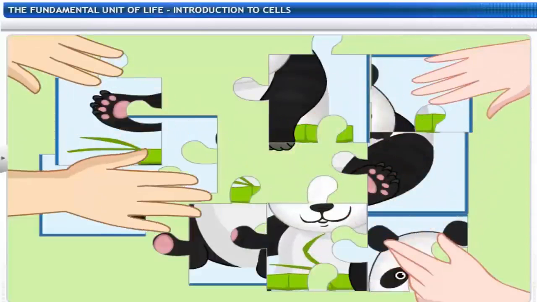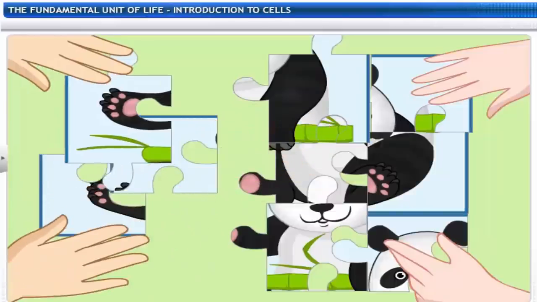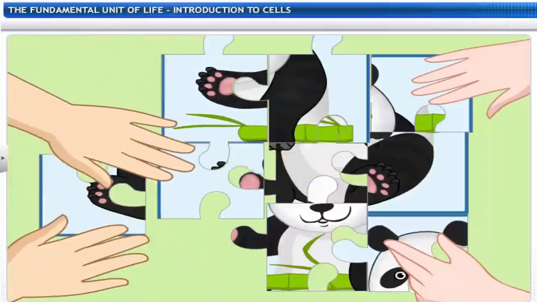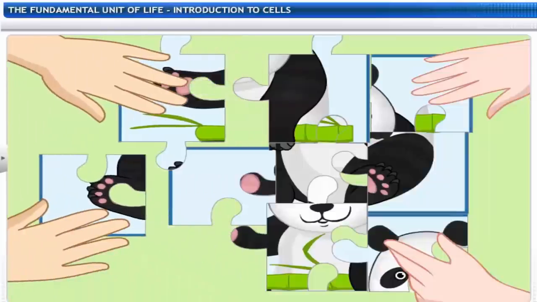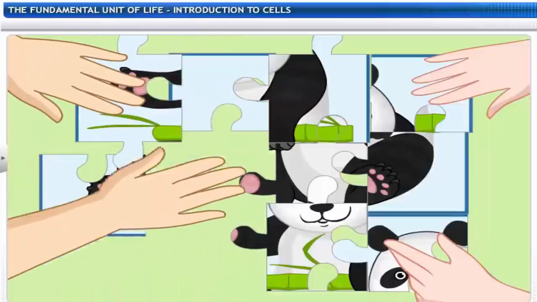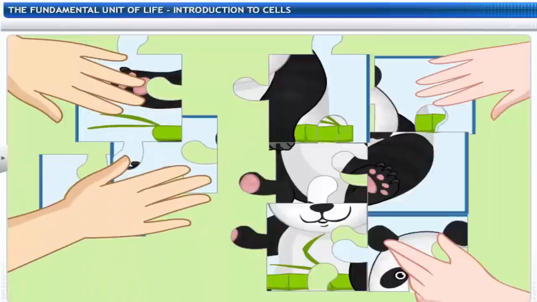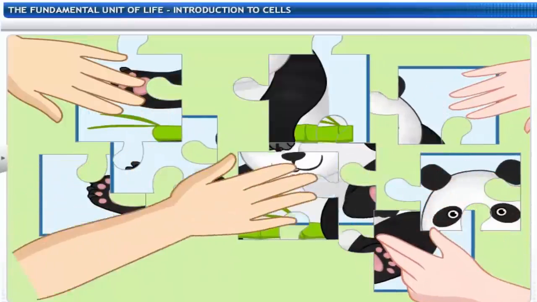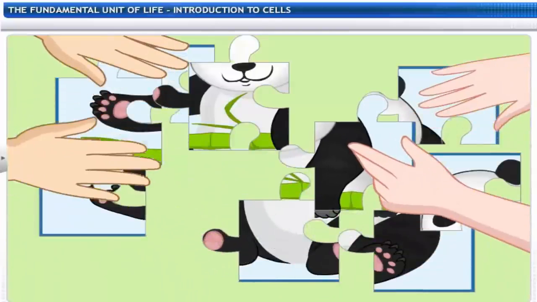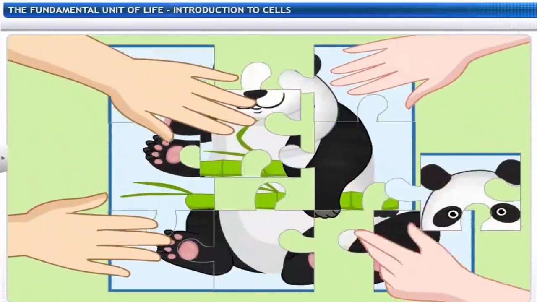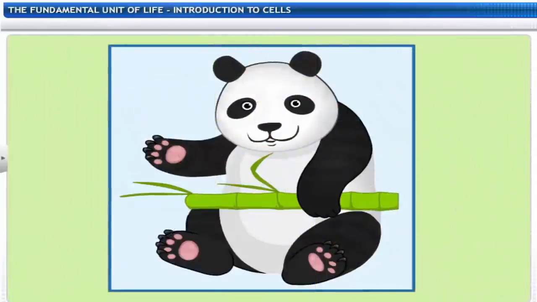Every little piece has its own place in the puzzle and is an essential building unit, just as cells are to living organisms. The cell is the fundamental unit of life, and it has its job cut out so that the organism may live. There, the puzzle is almost done. Oh, it's a panda. Well done.